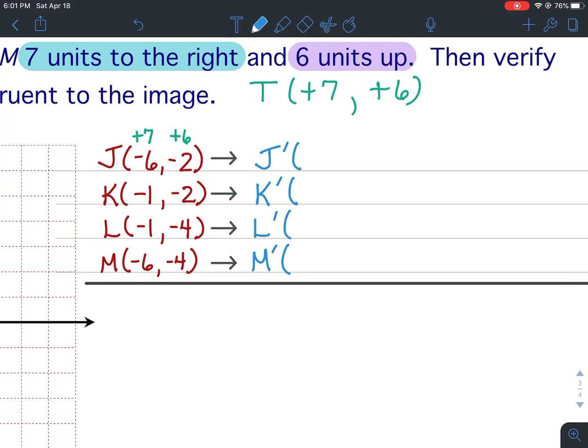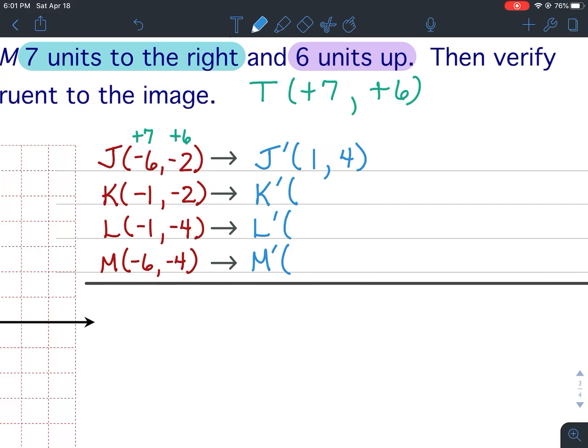Okay, so let's go from J to J prime. Negative 6 plus 7 would be 1. Negative 2 plus 6 would be 4. Now, yes, you could do that the other way. You could do 7 minus 6 and 6 minus 2. But I like to start with the point and then apply the transformation. It doesn't matter how you do it. In the end, you should get the same.